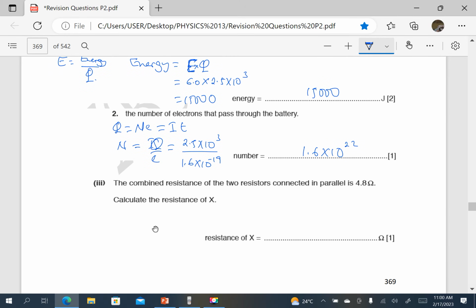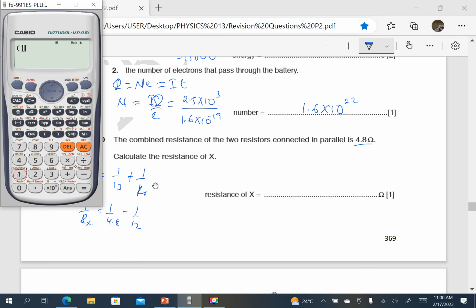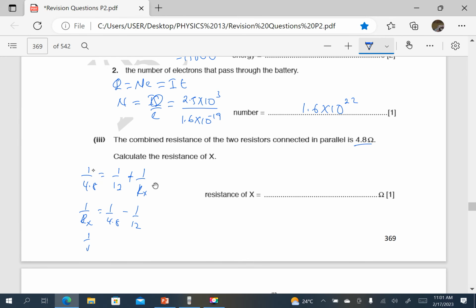The combined resistance of the two resistors connected in parallel is 4.8 ohms. Calculate the resistance of X. They gave us the other resistor as 12, so they are in parallel, and their combined resistance was 4.8. So 1 over 4.8, that is total resistance, is equal to 1 over 12 plus 1 over Rx. That's resistance of X. So 1 over Rx should be 1 over 4.8 minus 1 over 12. So let's check with the calculator. 1 divided by 4.8 minus 1 divided by 12. Then we get the reciprocal, that's 1 divided by the answer, which is 8. So 1 over Rx is 1 over 8, which means X is 8 ohms.